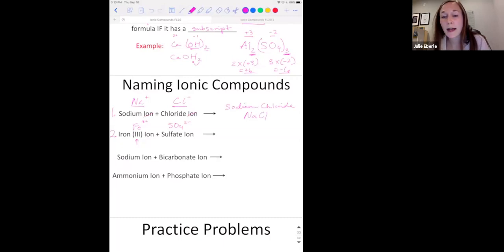We know we write the cation first, anion second. We drop the word ion if we're going to name this, and we call it the iron. Now, do I include the Roman numerals when I name this one in the compound? Yes, if it's a transition metal, it can form multiple charges. We call it iron 3 sulfate.